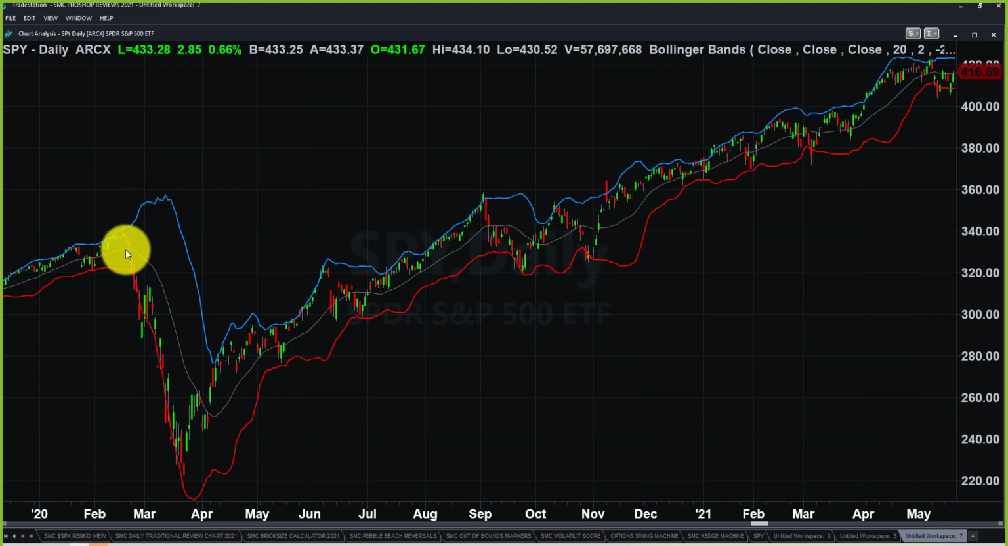Now notice price is actually falling, yet the upper band went up, and the lower band came down. That's because these bands are not giving you direction. They're just mapping out the volatility.